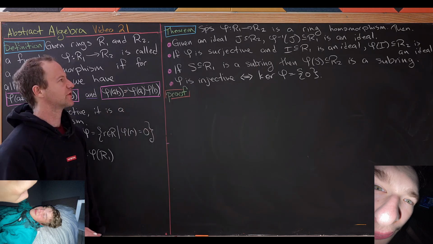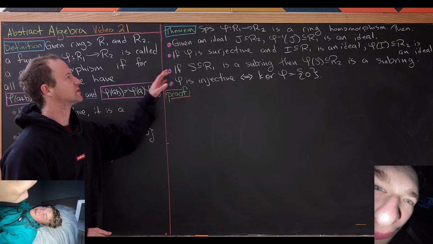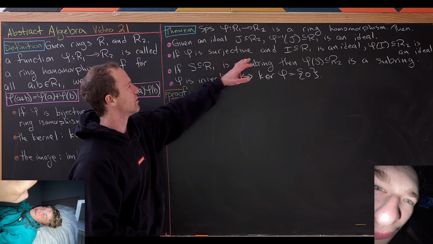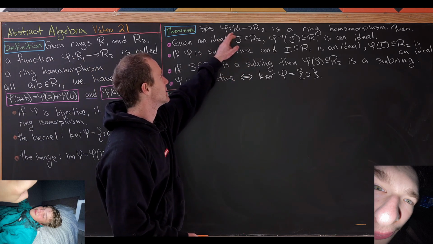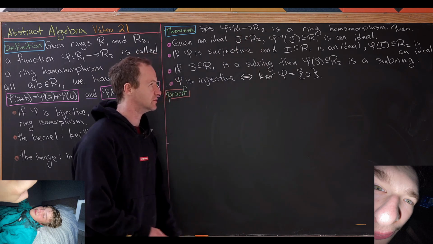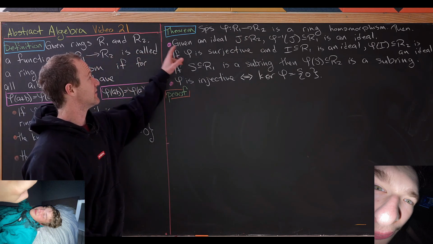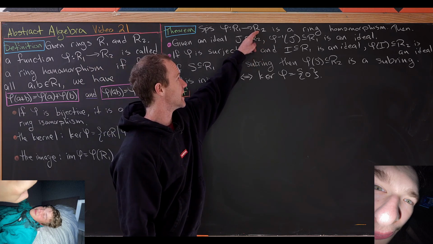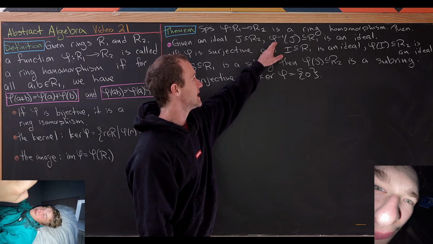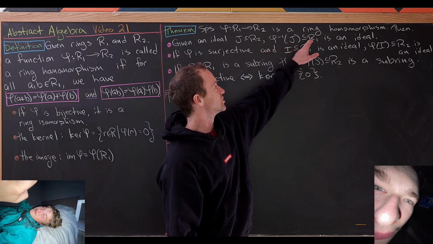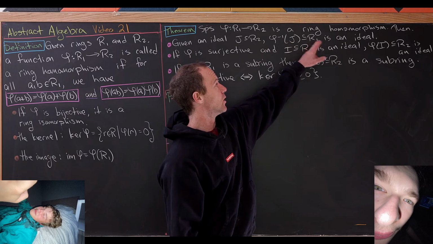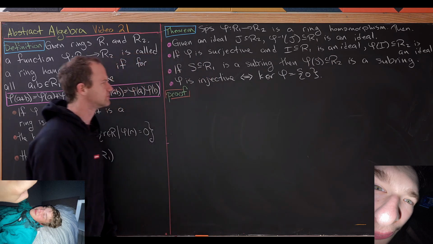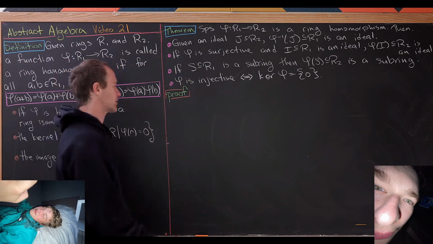So the first general theorem we'll prove goes like this. Let's suppose we've got a ring homomorphism, which we'll call phi, from R1 to R2. Then, given an ideal J of R2, so that's of the codomain, the pre-image of J, which naturally lives inside of R1, is an ideal. So let's prove that first.